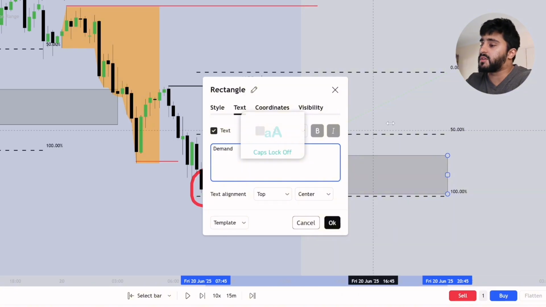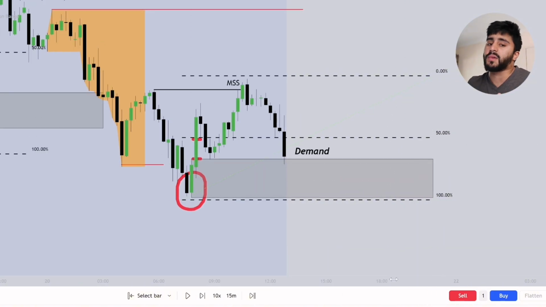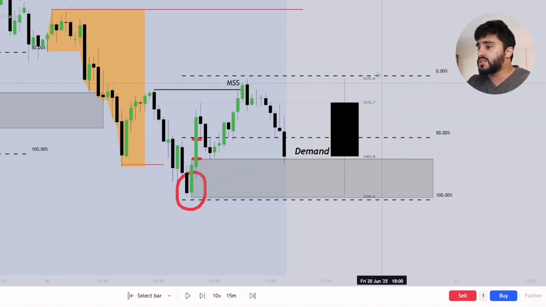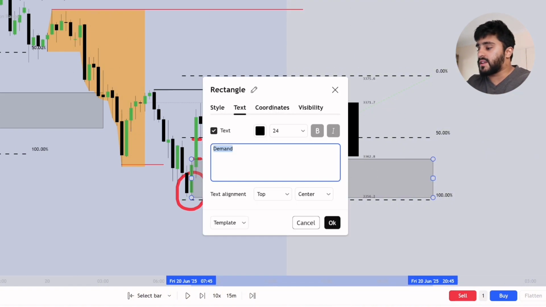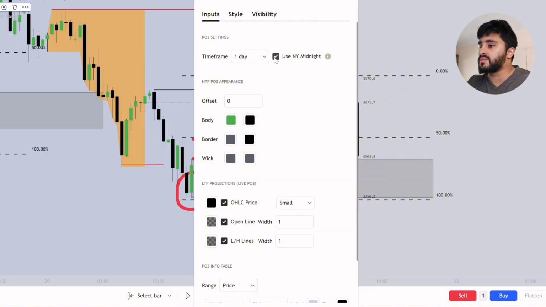So for this to be a valid demand zone, what are you looking for? From an ICT or an SMC perspective, we can see the market has swept the Asian low and we've come into a demand zone in the discount. Also, on top of that, what's important to understand is that we can see the daily candle over here. So my PO3 settings by 2 degrees.